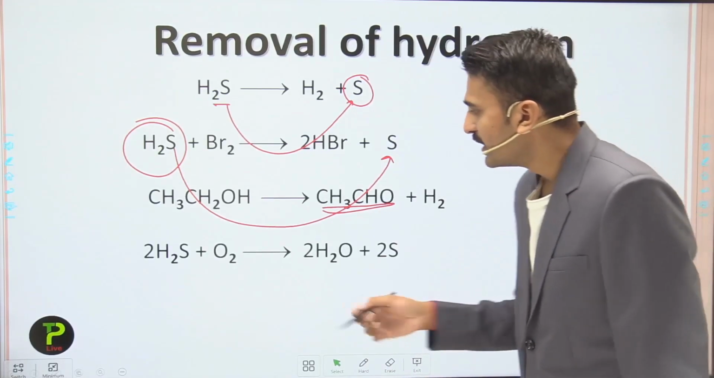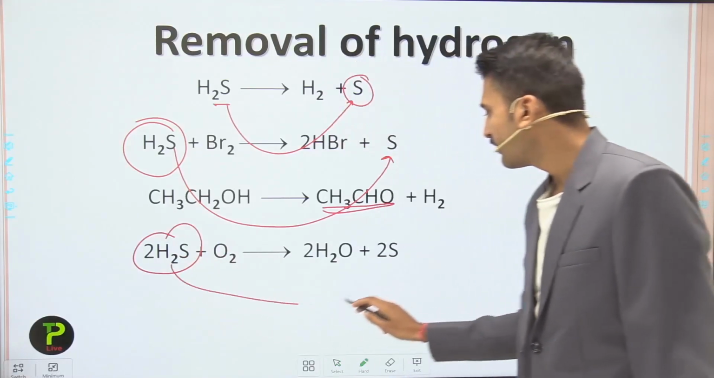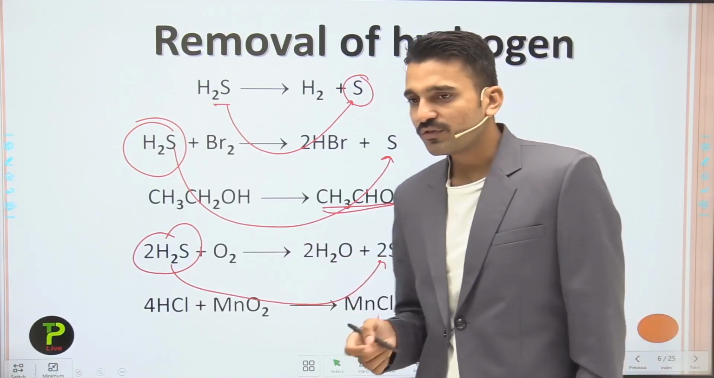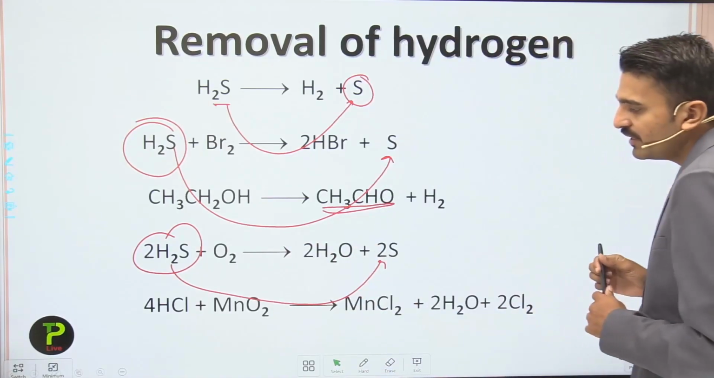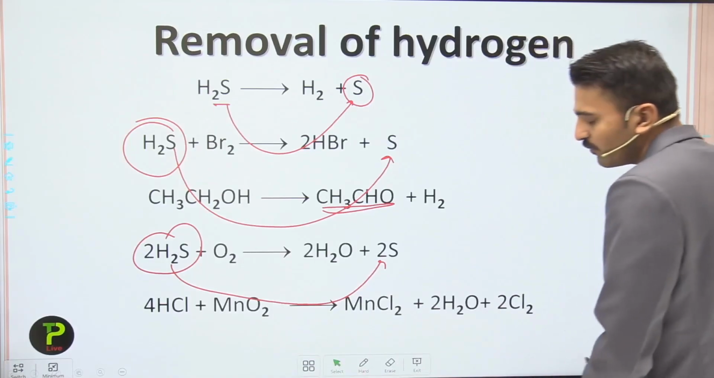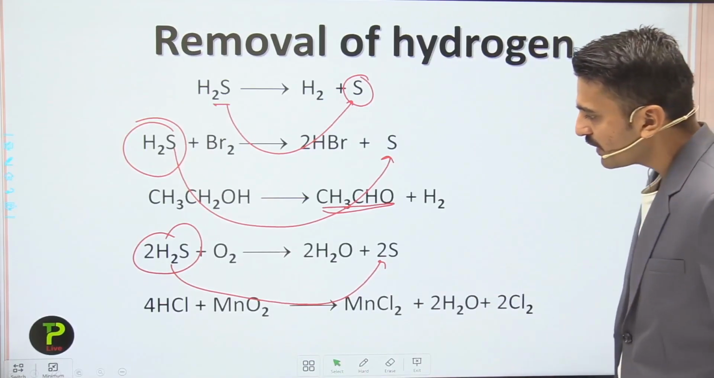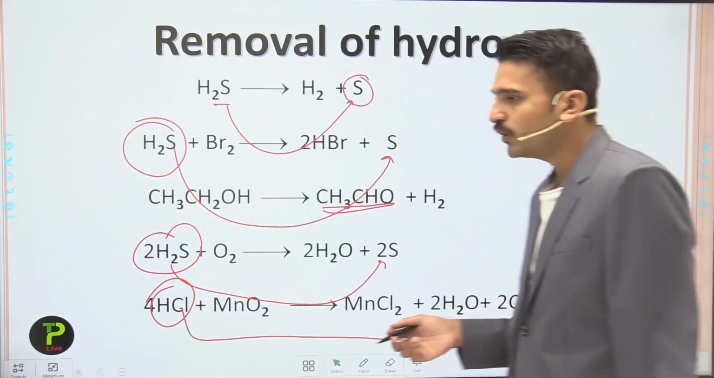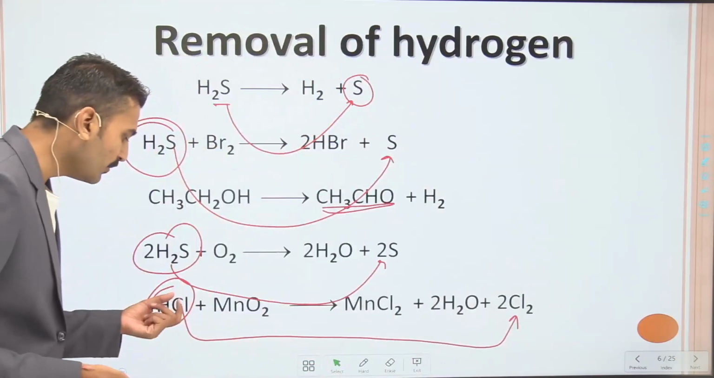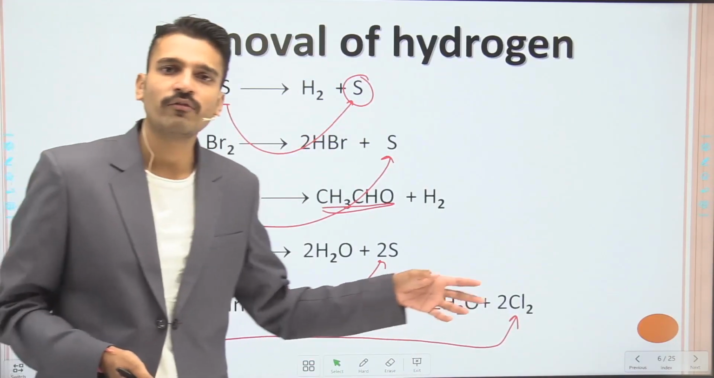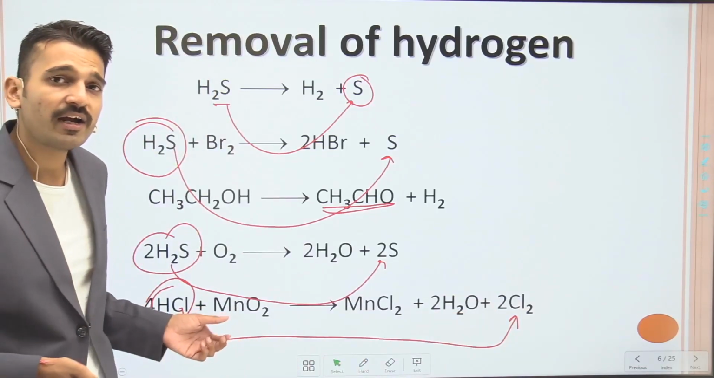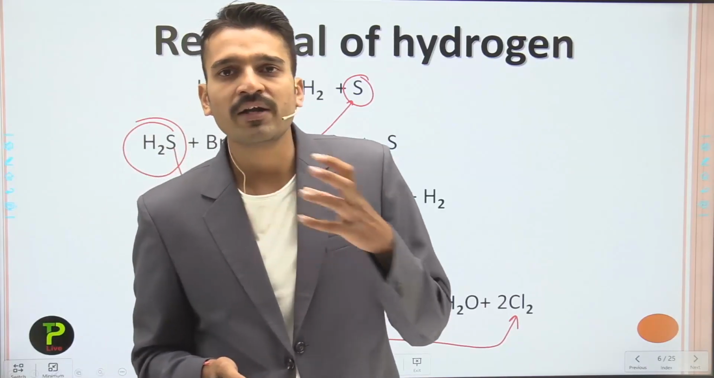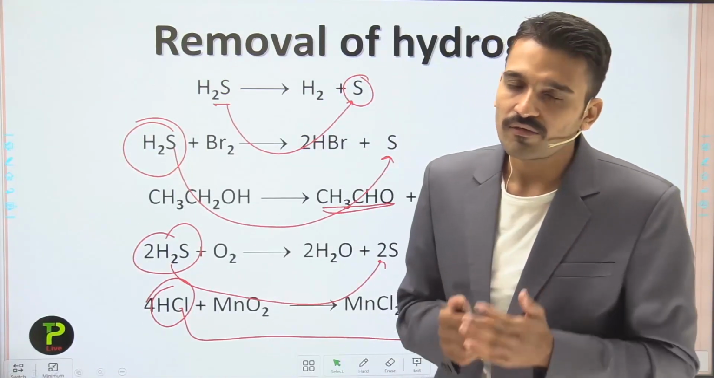The next example is similar, that is removal of hydrogen. Here you see a big equation in which HCl is combining with MnO2 or manganese dioxide to form MnCl2, water and chlorine gas. Here you see the HCl is there, and here you see only Cl2. So what happens here? The hydrogen is removed from the chlorine and there is addition of chlorine. So the first part is that the hydrogen has been removed. Since the hydrogen has been removed, it comes under the category of oxidation reaction.